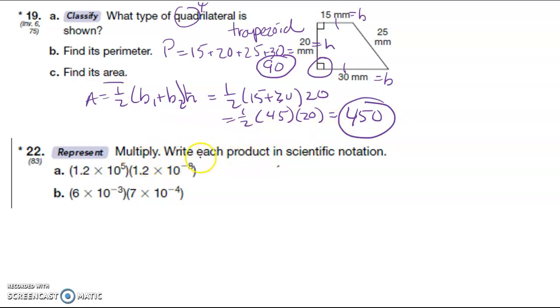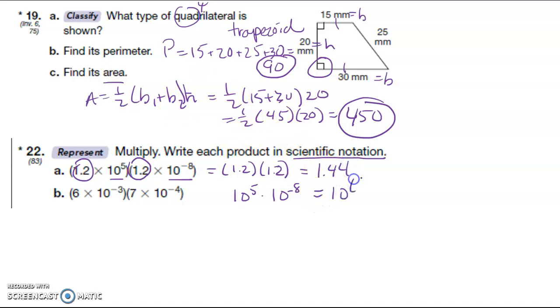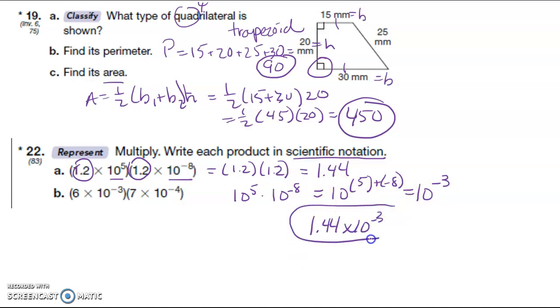Okay, multiply, write each product in scientific notation. Got it. Okay, so we know we have to multiply the first part, 1.2 times 1.2. And then we multiply the last part, 10 to the 5th times 10 to the negative 8th. So 1.2 times 1.2 is 1.44. And then 10, we do 5 plus negative 8. So 10 to the negative 3rd. So when I put it together, the answer is 1.44 times 10 to the negative third, and that is in scientific notation.